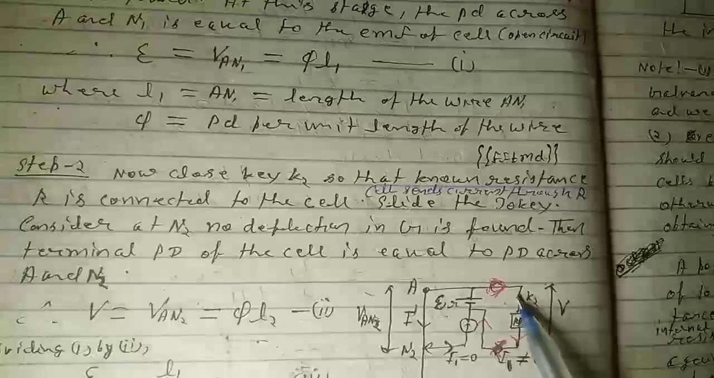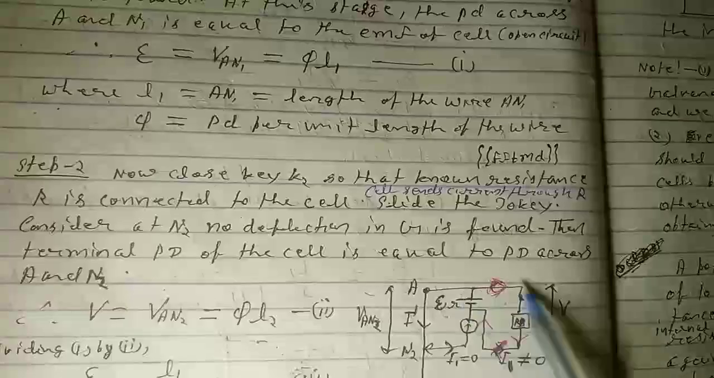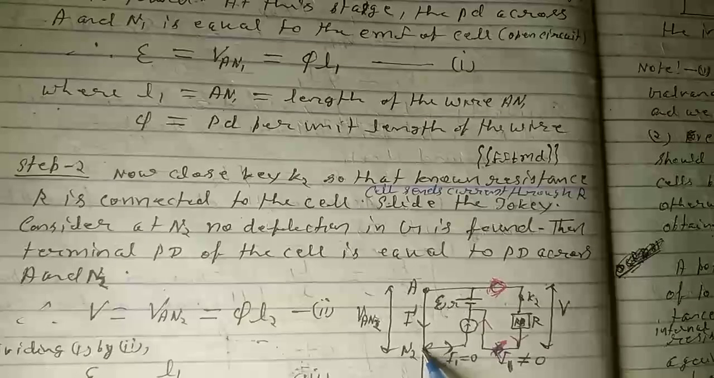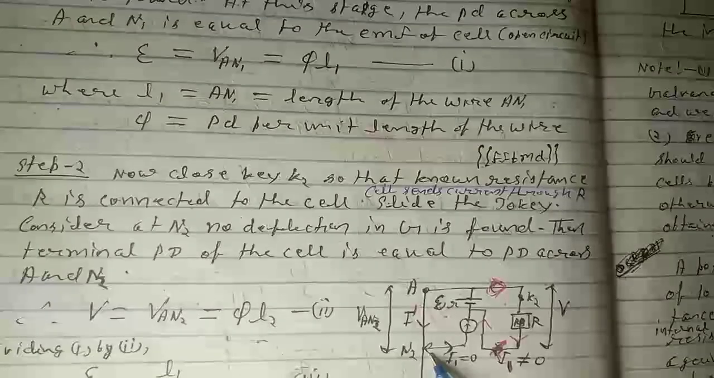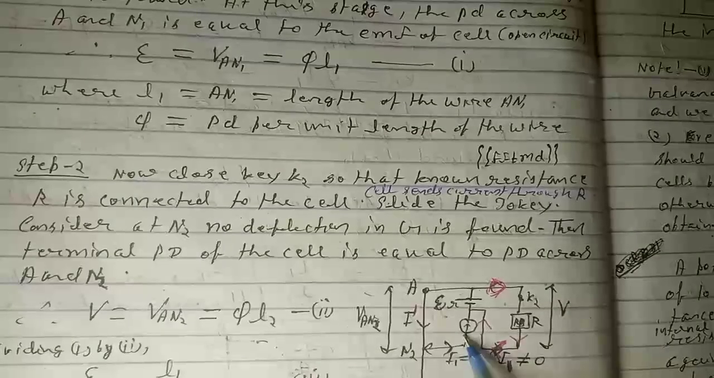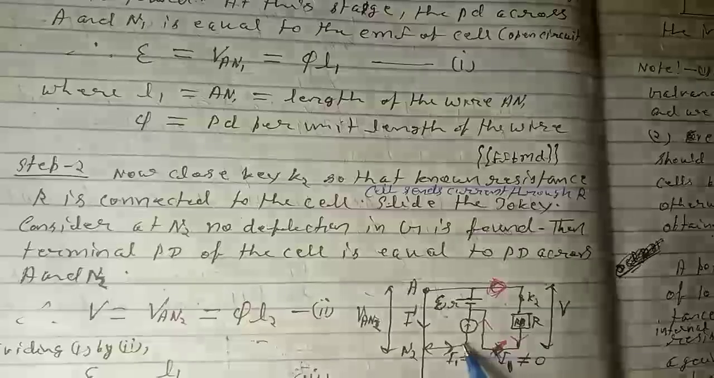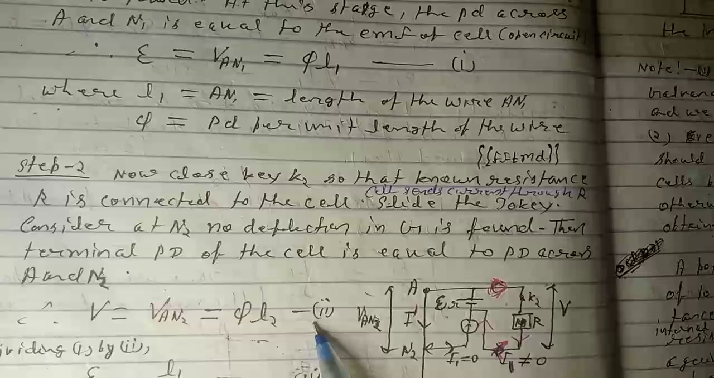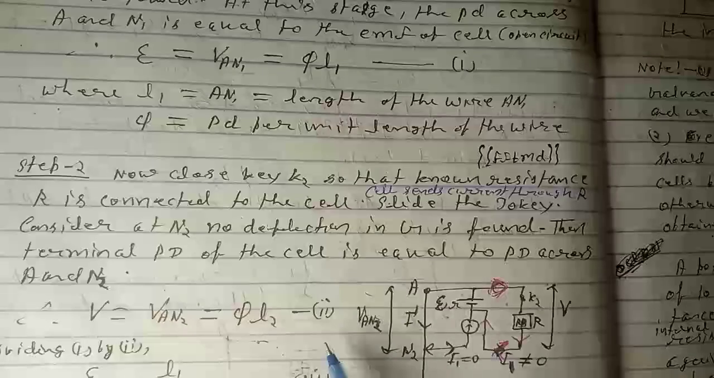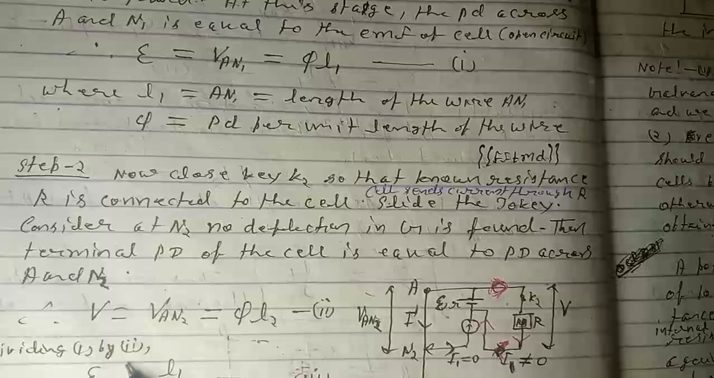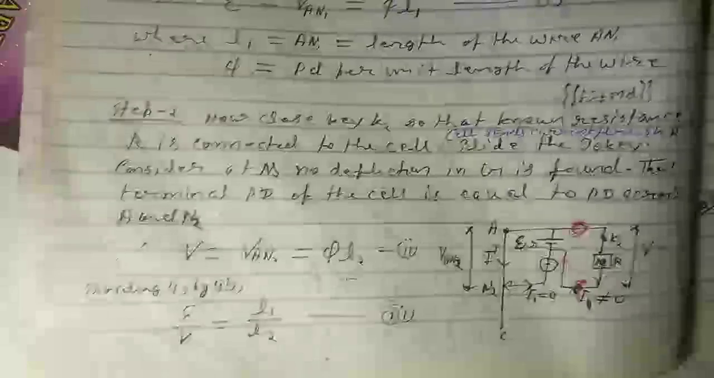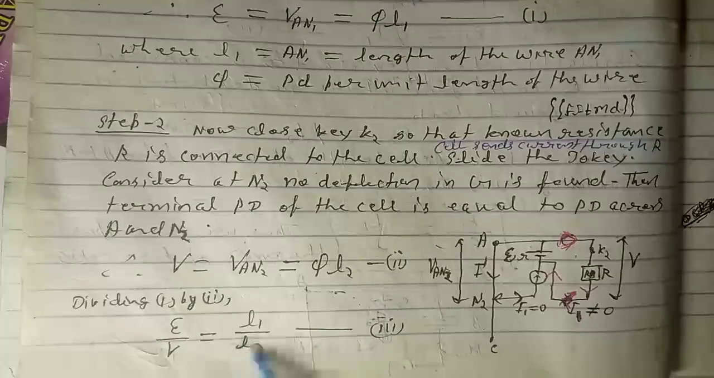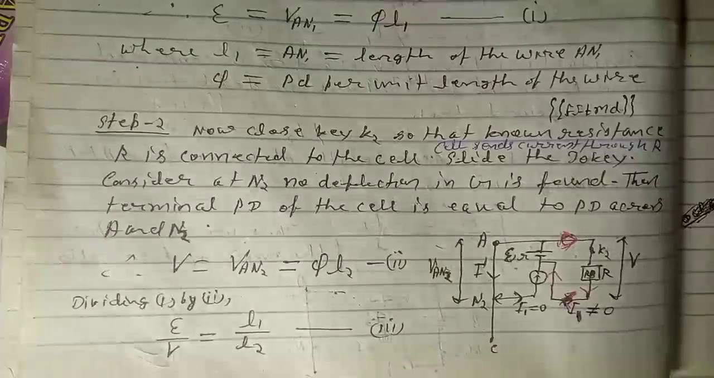In this case, K2 is closed and current is flowing in this loop, and when we slide the jockey, a time is reached when the current through the galvanometer again becomes 0. In this case, the potential V across AN2 equals phi into L2, where L2 is the distance between A and N2. Now dividing 1 by 2, we have E by V equals L1 by L2. This is equation 3.